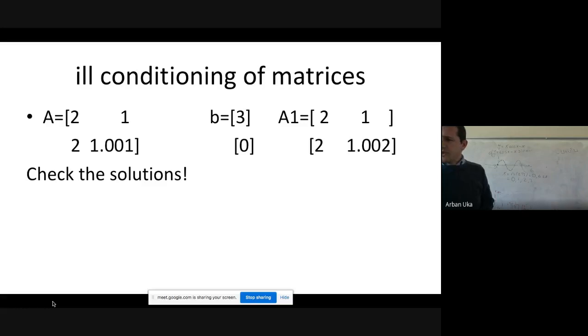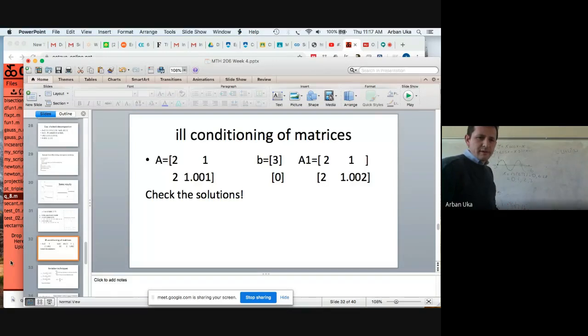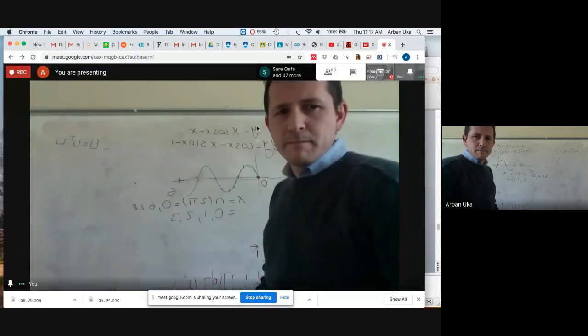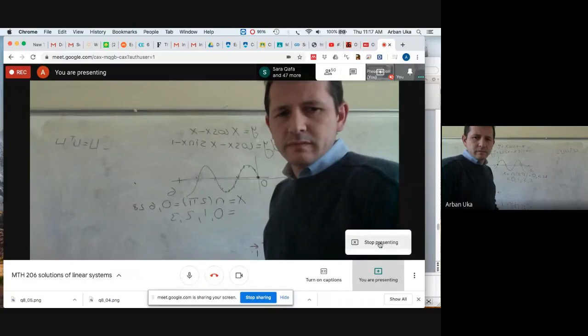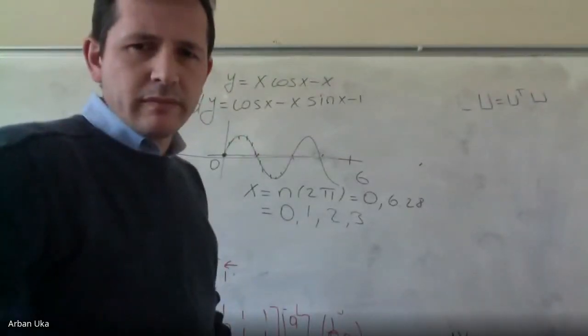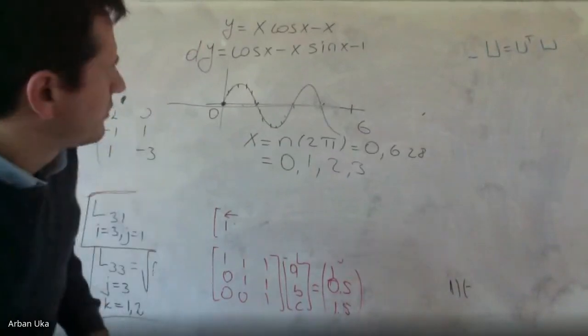Ill conditioning of a matrix is called whenever the solution is strongly depending on the precision of the input. So let's assume that here we have these two matrices which are shown. Let me see what is the next slide. Okay, Iterative Techniques. So allow me, with the ill conditioning of a matrix.